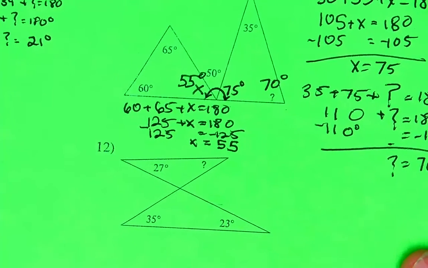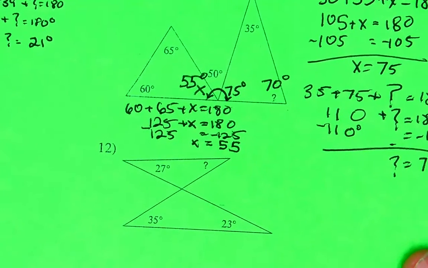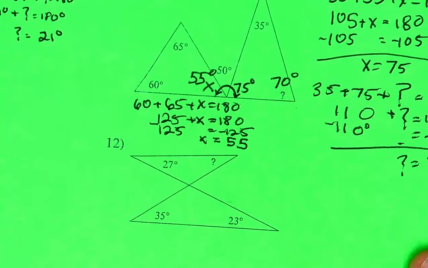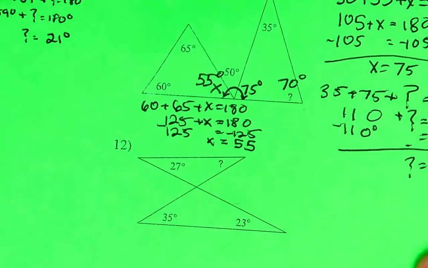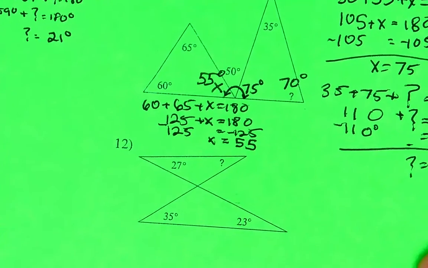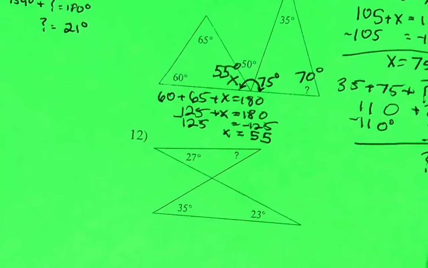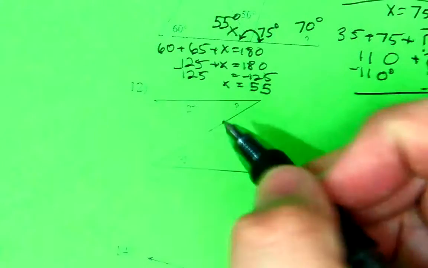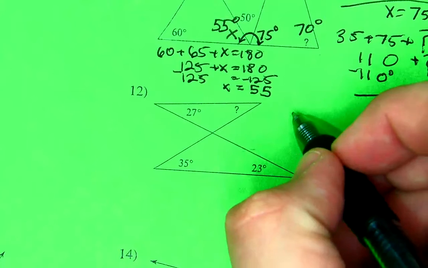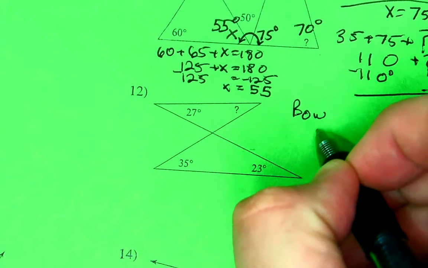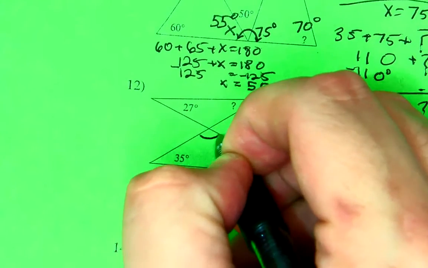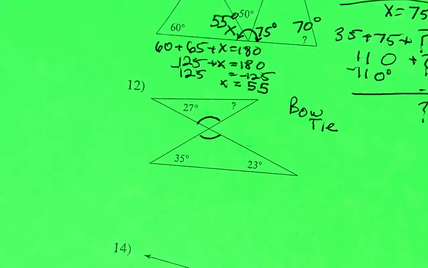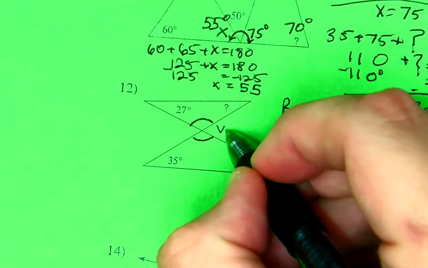Now, I want to show you a couple different ideas. When you're going through this, I don't want to show how to do every single problem because then that's just me doing your homework. But I want to show you some ideas. This problem, number 12 here, I call a bow tie problem. And the nice thing about a bow tie problem is you always know that these two angles are equal to each other because they're vertical angles.